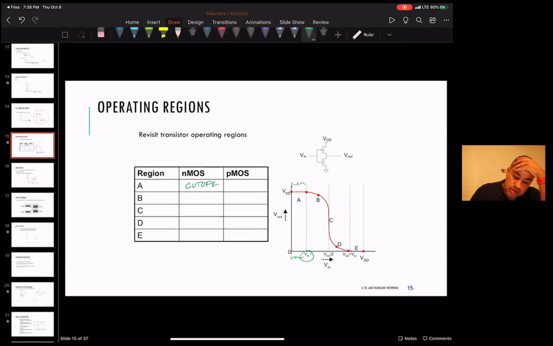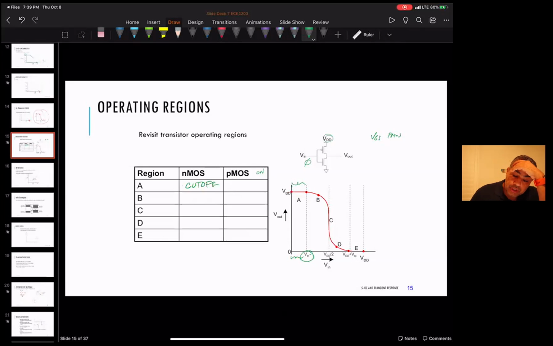And the PMOS: here Vn is low, so the gate of the PMOS is at 0, and the source of the PMOS is at VDD. So the gate source voltage VGS of the PMOS is pretty high. So it's definitely on. The VGS of the PMOS is greater than its threshold. Now let's think about whether it's in linear or in saturation.